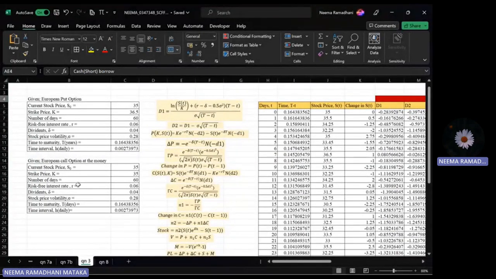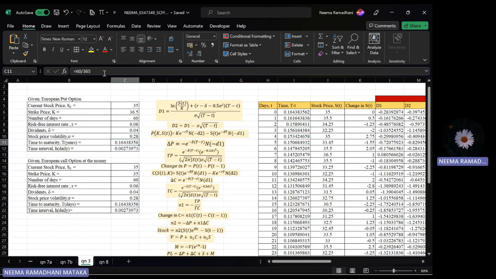So these first two tables represent the data I got from the question. The first is the European put option. In the European put option, I was given the strike price of 36.5 and the stock price of 35. Time to maturity will be 60 out of 365 since it's always in years, and our time interval, since we're told it's done daily, is 1 out of 365. And lastly, this other table here is for the European call option at the money.